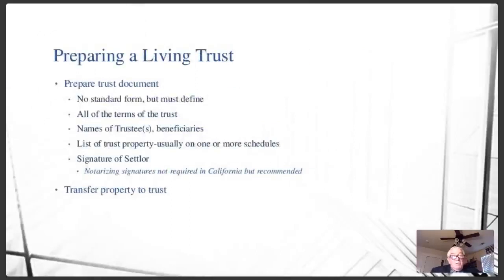So there's two all-encompassing steps in preparing a living trust. First of all, you have to prepare the trust document. There's no standard form for doing this, but it must define the trust. It must declare that the trust is being established and the property is being transferred to the trust.